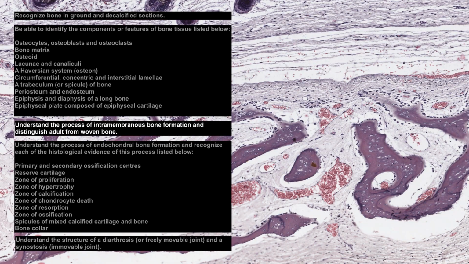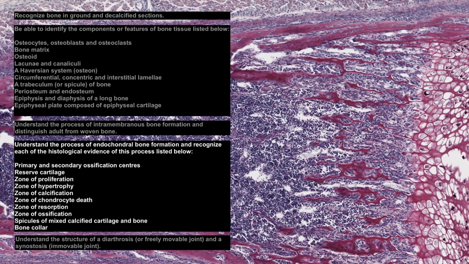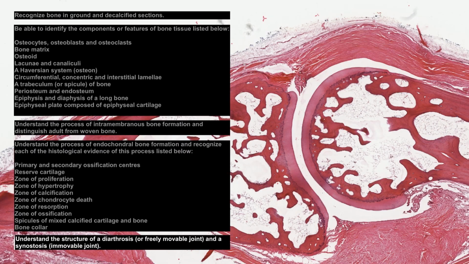Make sure you can understand the process of intramembranous bone formation and distinguish adult from woven bone. Also, make sure you understand the process of endochondral bone formation and recognize each of the histological evidence of this process listed below. And then finally, understand the structure of a diarthrosis, or a freely movable joint, and then also a synarthrosis, or an immovable joint.